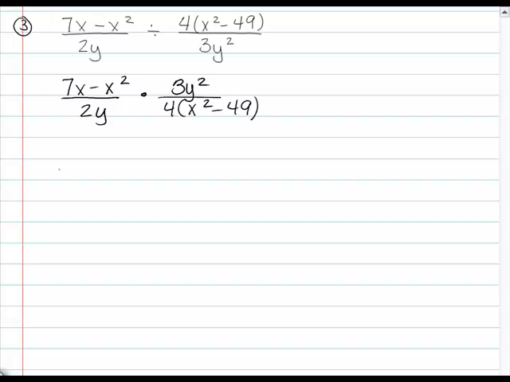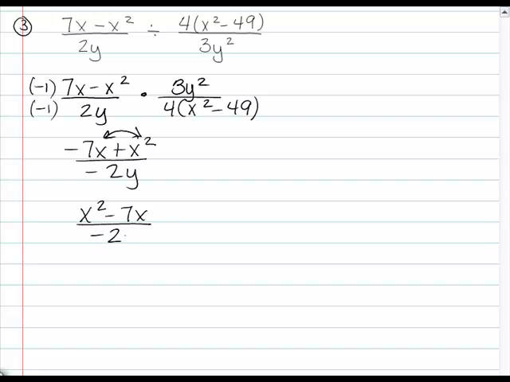Okay, now we did a problem very similar to this when we were looking at our multiplication examples, and what we did was we noticed that that negative x squared, we didn't want him negative, so we're going to multiply by -1 top and bottom. That's going to give us a negative 7x plus x squared over negative 2y. And then we said, oh, we want to switch those around. We don't want the x squared in the back, so we're going to rewrite this, and we're going to say x squared minus 7x over negative 2y. And we're going to bring that second fraction just straight down to line up. So we've got 3y squared over 4 times x squared minus 49.